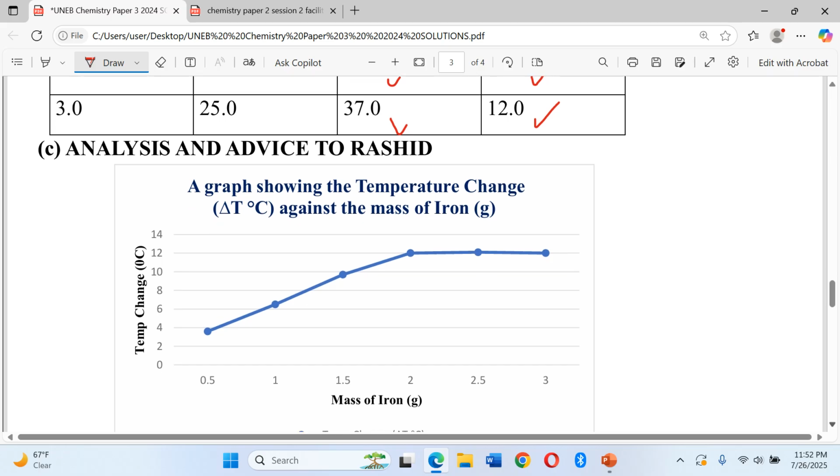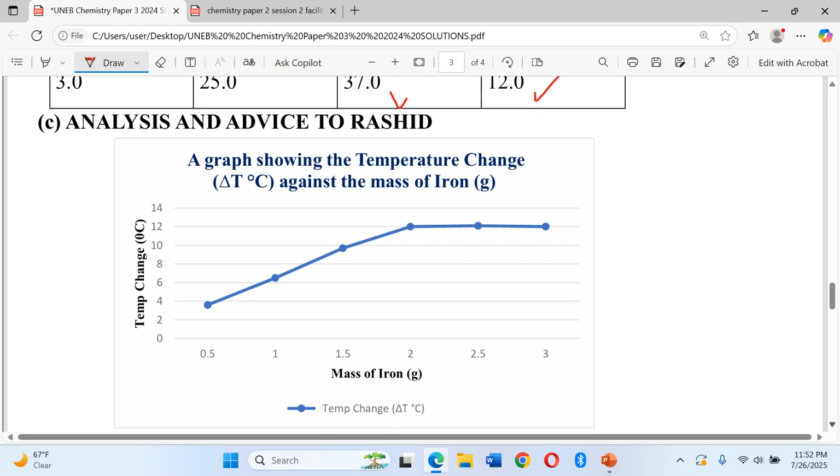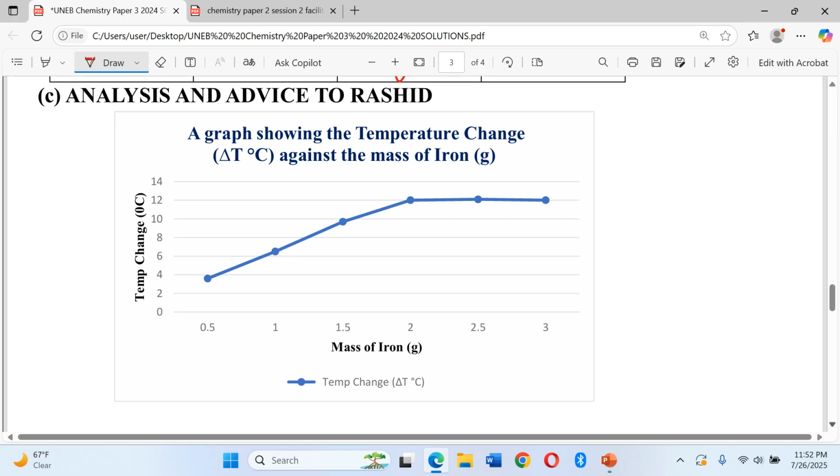Though for you, you need to use your graph paper. You need to use your graph paper. And I believe right now, you know what you need to show on the graph. You can see my graph has all the things. Number 1, it has a title. Your graph should have a title. You should label the axes.